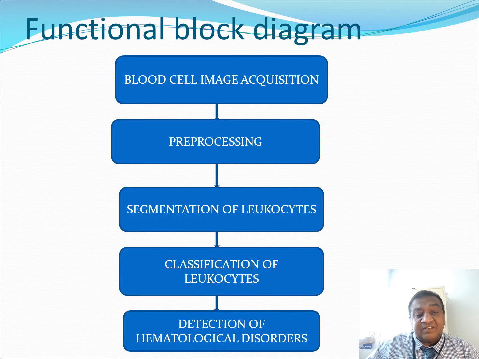These are some of the functional blocks. The first is blood cell image acquisition. The second step is pre-processing using denoising filters and edge detectors. The third one is separation or segmentation of leukocytes. The fourth one is classification of leukocytes, and then detection of leukemia, like hematological disorders, from the segmented leukocytes or white blood cells.